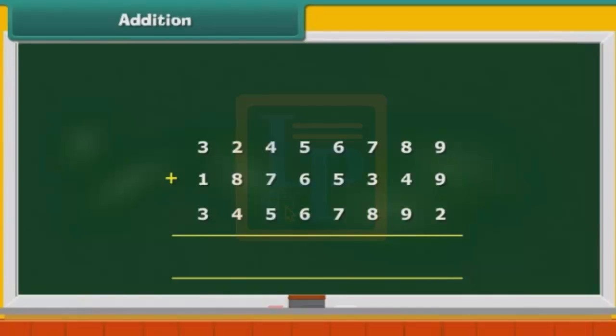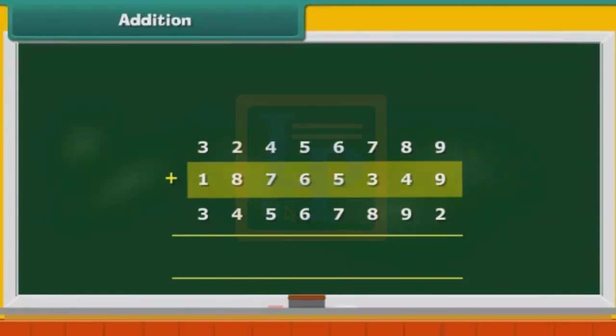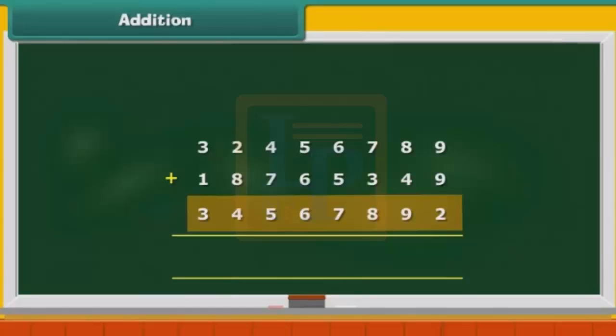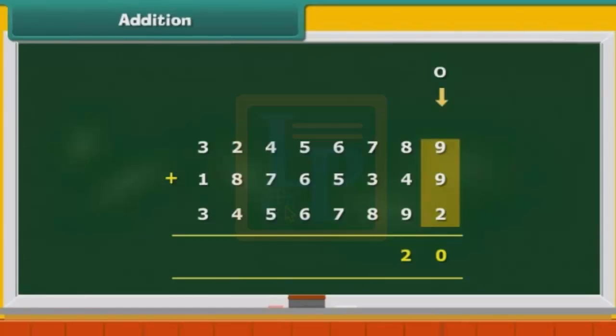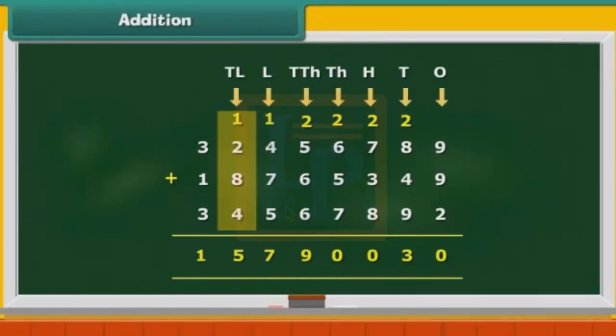Let us now learn to add large numbers. We begin with the addition of three large numbers: 32456789, 18765349 and 34567892. Draw the Indian place value chart. Arrange the numbers one below the other. Add the numbers. Start with the digits at the ones place. Then proceed to tens place, hundreds place, and so on. The sum is 85790030.